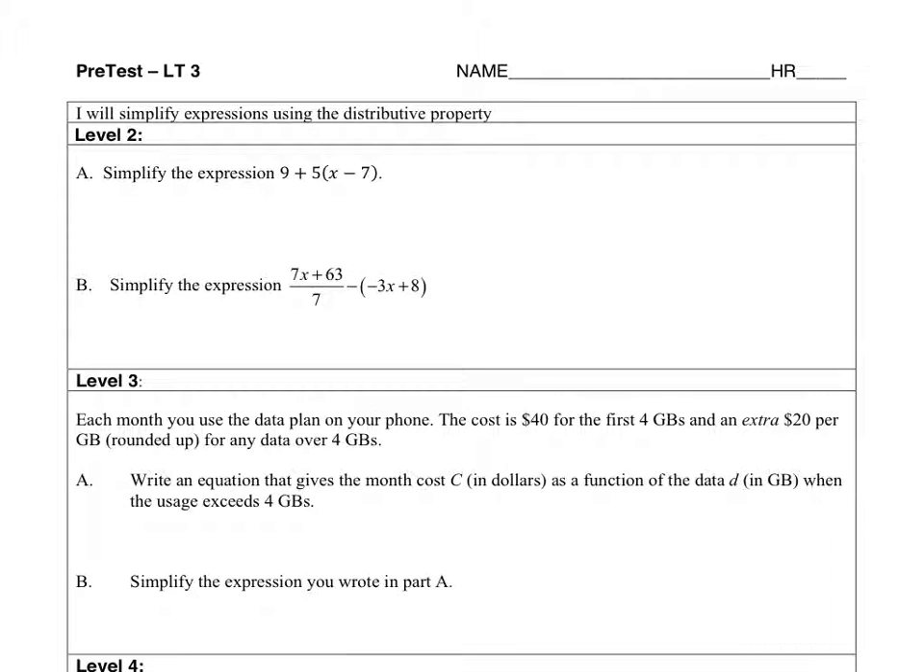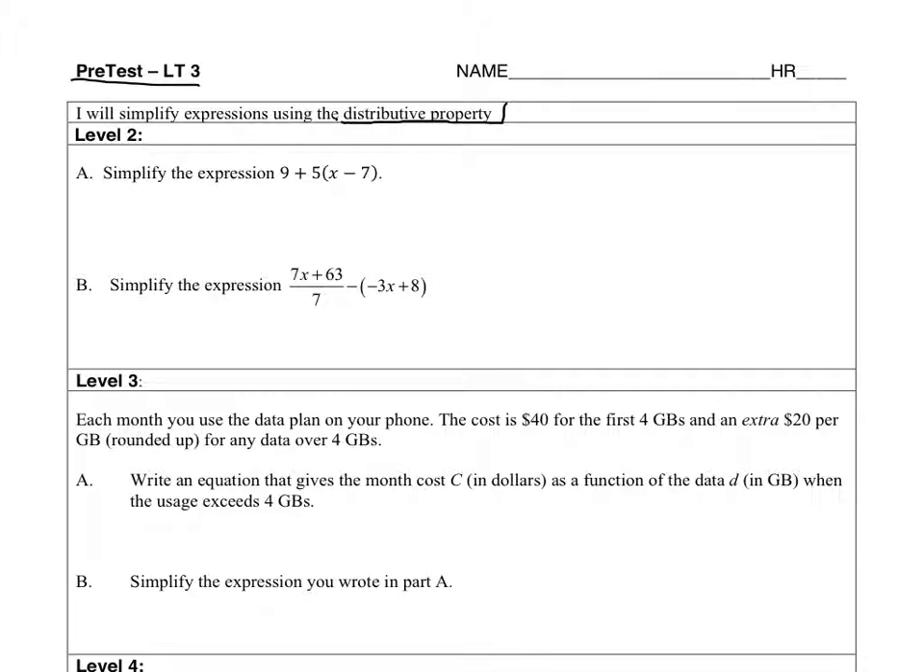Hey everyone, we are looking at the pretest for Learning Target 3. It says, simplify the expression 9 plus 5 times (x minus 7). Here we can see parentheses. In order to simplify that, we have to use the distributive property, just like it says in our learning target.